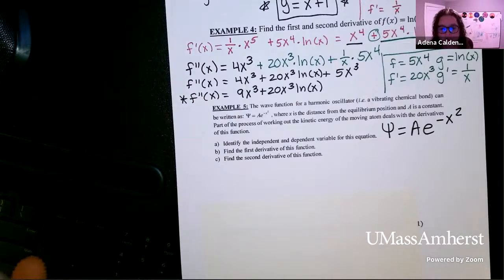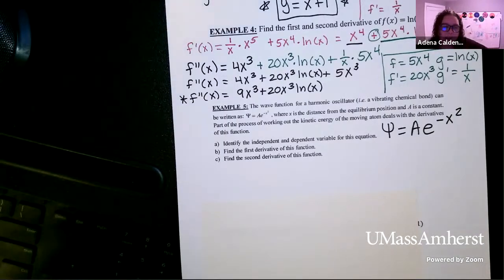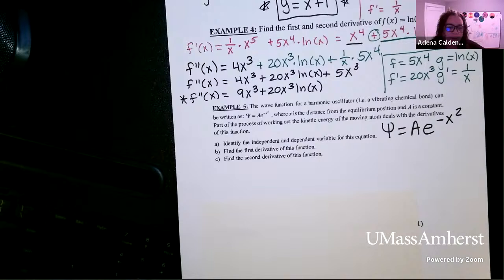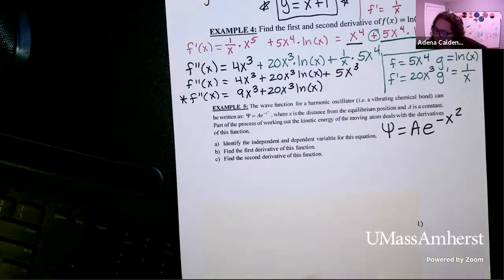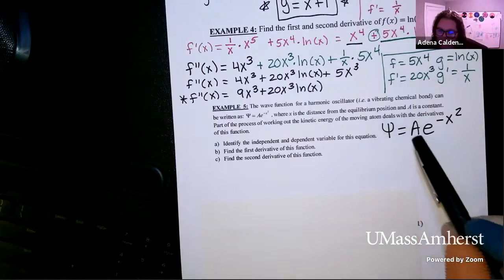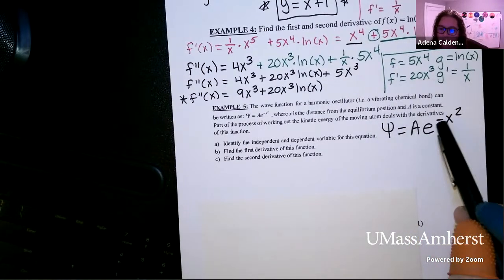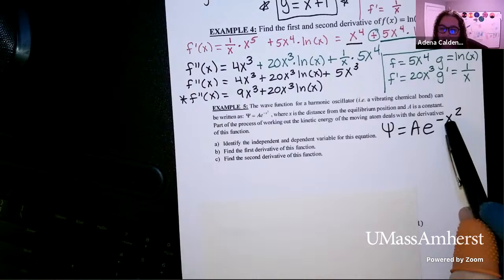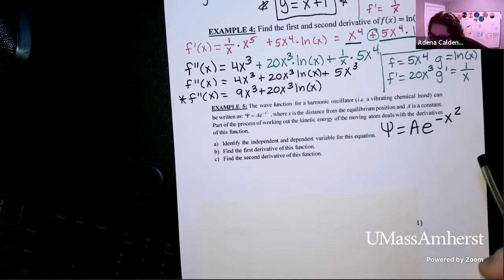A is a constant. Part of the process of working out kinetic energy, so thinking about how much kinetic energy is being used or not used for moving this atom that's oscillating, deals with derivatives of this function. So this gets used a lot in both higher level mathematics, but also some physics. So here, this is the Greek letter psi, right? A we said is a constant, and then we have e to the negative x squared, where x is the distance from the equilibrium point.